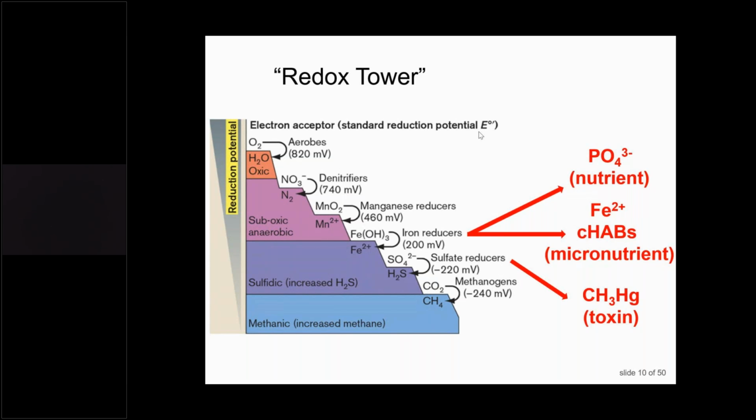A more recently accepted or argued issue is this Fe2+. It's not a part of my review or a part of the case studies today, but there is growing evidence that it's not just the phosphate coming out, but it's this Fe2+ that may be a critical micronutrient for CHAB. C for cyanobacteria, HAB, harmful algal blooms.